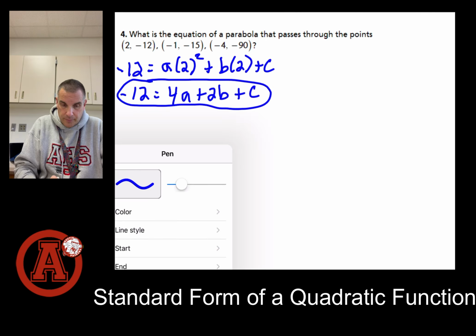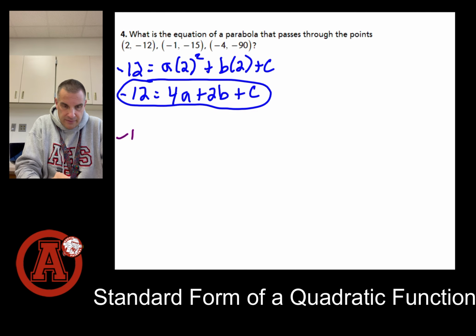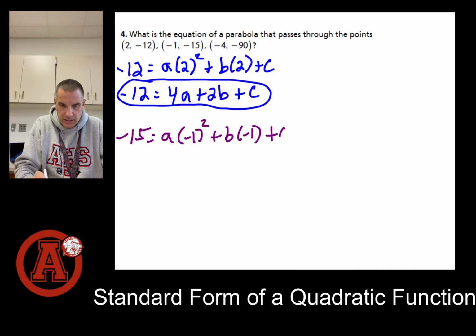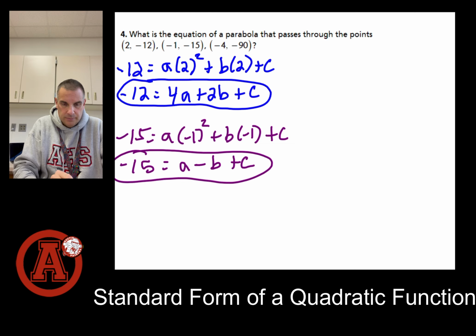Second one. We're going to go negative 15 is equal to a times negative 1 squared plus b times negative 1 plus c. So negative 15 is equal to, 1 squared is 1, so that's a minus b plus c. There's my second one.